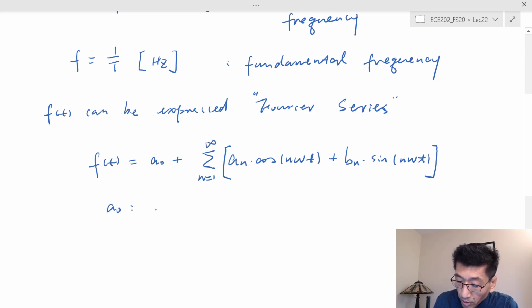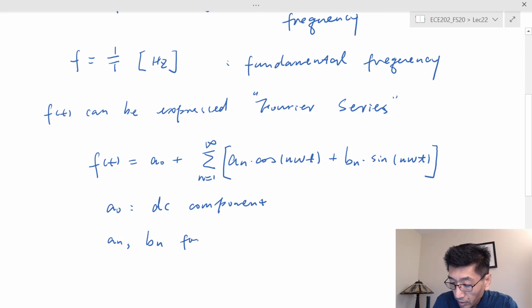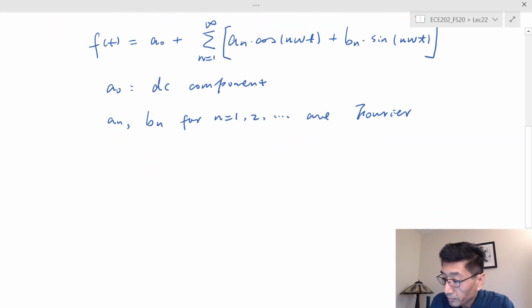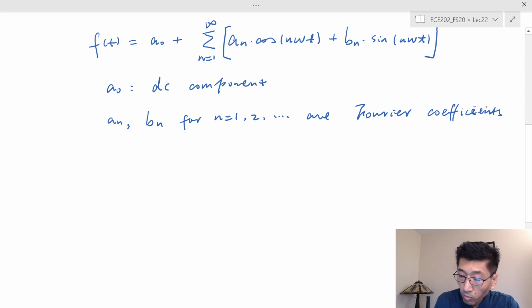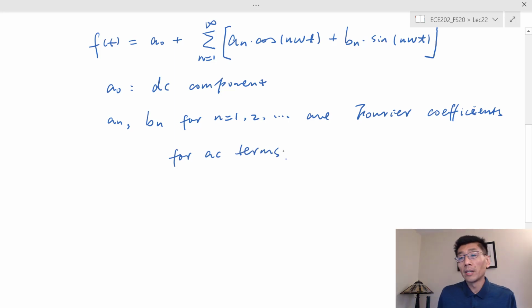And a0 is called the DC component. And a_n and b_n, for n equal to 1 to infinity, are the Fourier coefficients for the AC terms. Sometimes we call a_n the Fourier coefficients for the cosine terms, and b_n the Fourier coefficients for the sine terms.